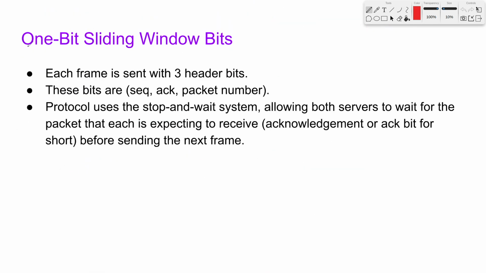Alright, so now we're going to discuss the bits that are in the header part of each frame. So each frame is sent with 3 header bits, and these bits are the sequence, the acknowledgement bit, and the packet number. So the protocol uses the stop and wait system, and this allows both servers to wait for the packet that each is expecting to receive. And it checks this by using the acknowledgement, or the ACK bit for short, before sending the next frame.